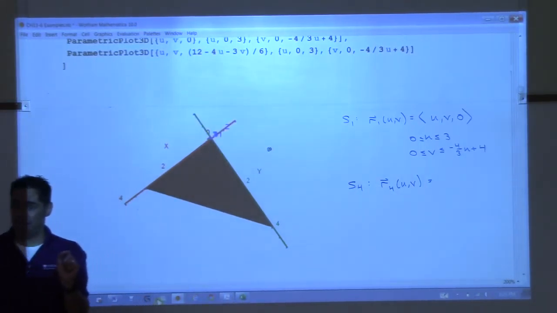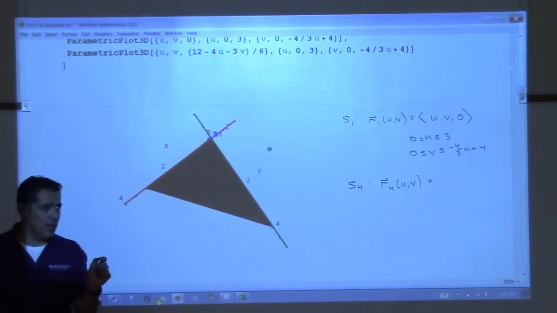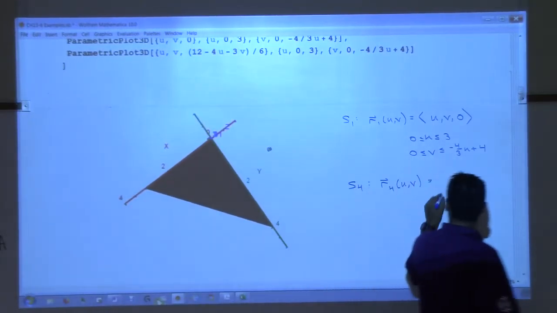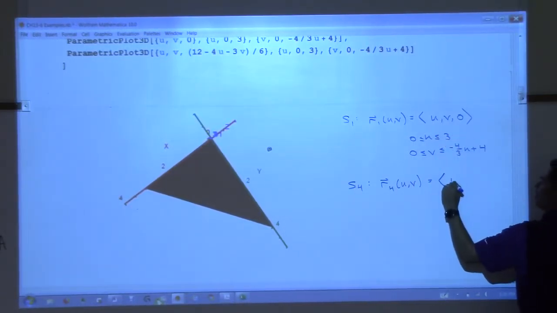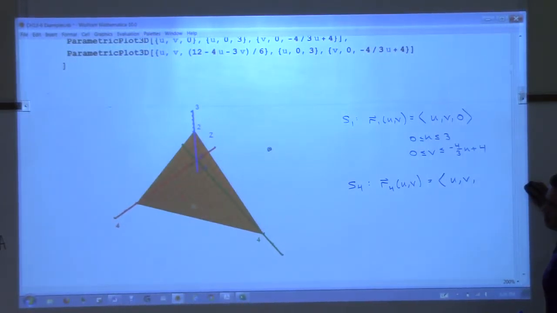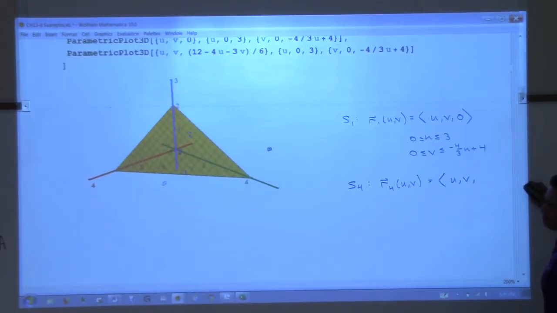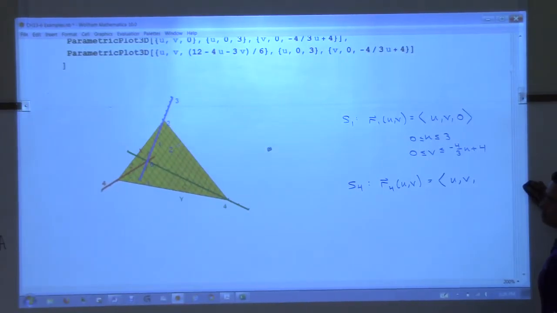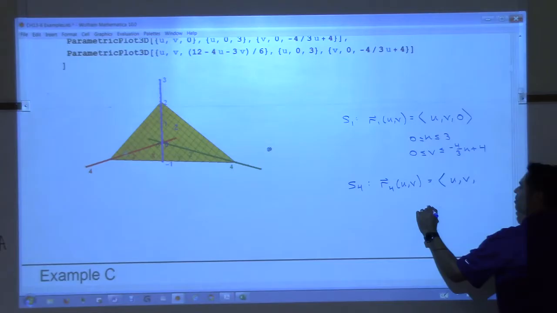Z is not 0, right? Z actually depends on U and V. So when I start to come up with a function, I know that these two are the same. U and V, the x and the y, are the same thing because that's what draws S1. It's this part right here that can no longer be 0. It has to be whatever gets me from the ground up to that surface, right? In fact, my restrictions are still the same.